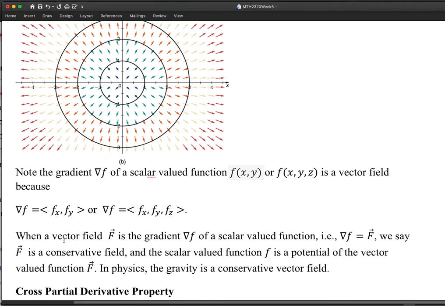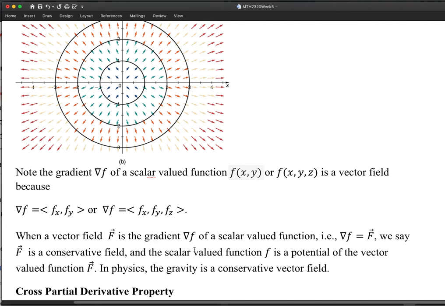Okay. And in the case where a vector field turns out to be the gradient of a scalar valued function, really, I'm sorry, in writing, I just wrote it as the gradient. It is a scalar valued function. And then we say the vector field, it is a conservative vector field. It is a conservative vector field.